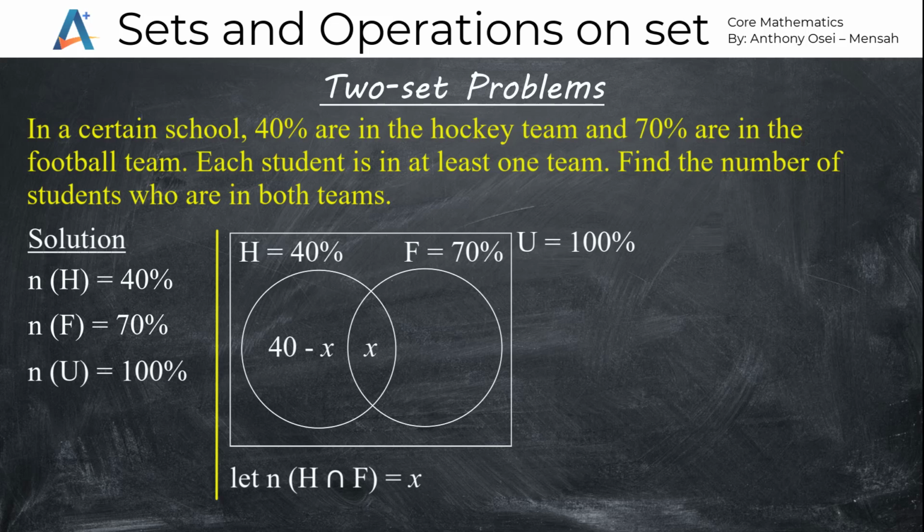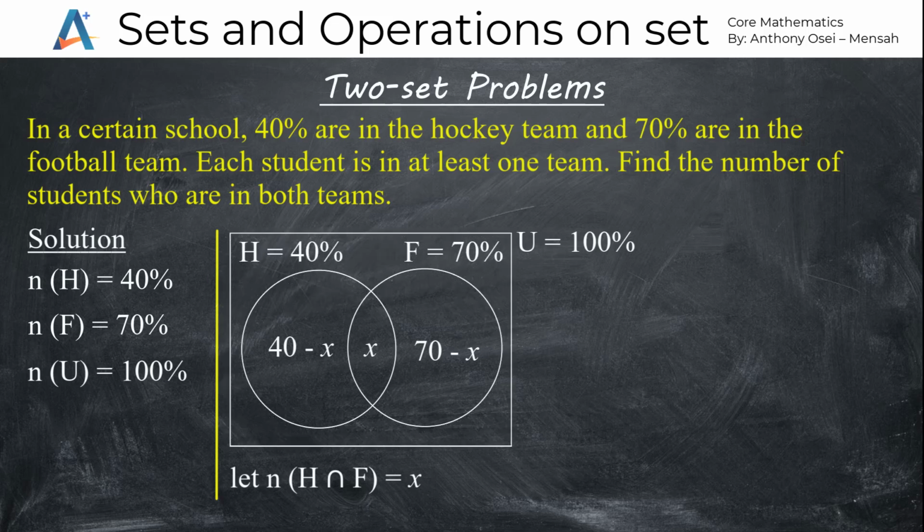Here it is the same thing with football, but not football only. They said football, so it means that we are going to say 70 minus X. Those who are playing football minus the intersection from the hockey side. So this is how it's going to be. And there will be nothing in this region because each student played at least one of the games. So here will be 0.